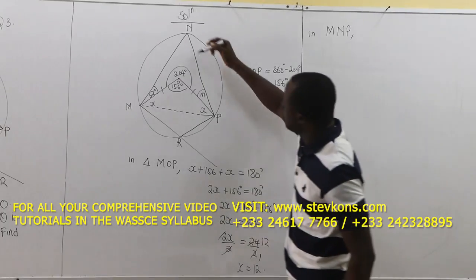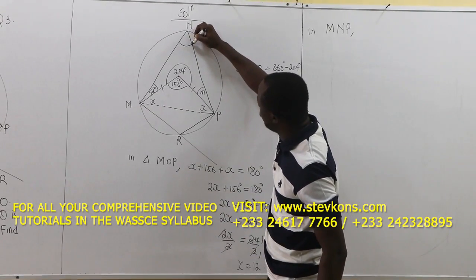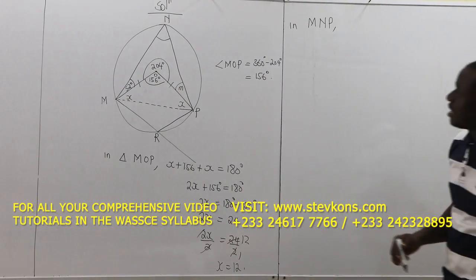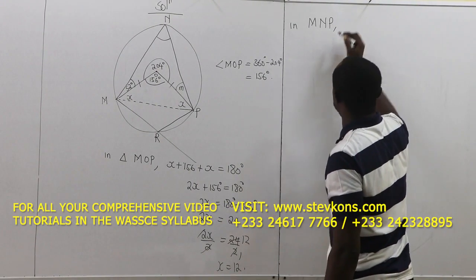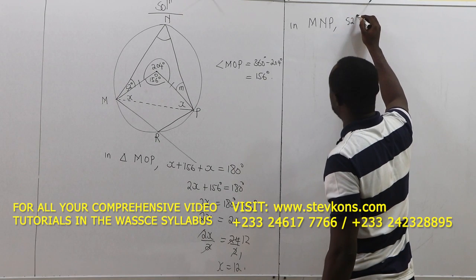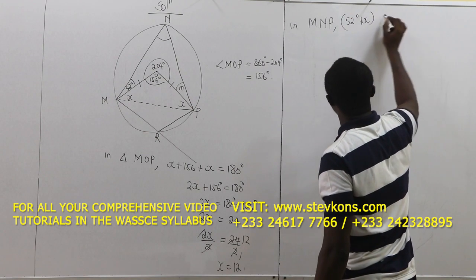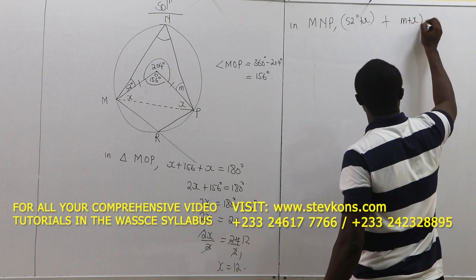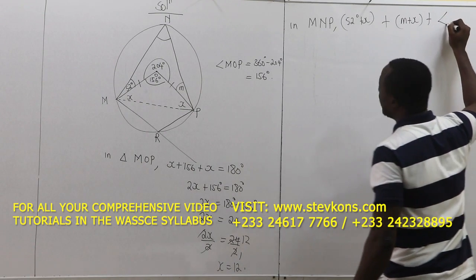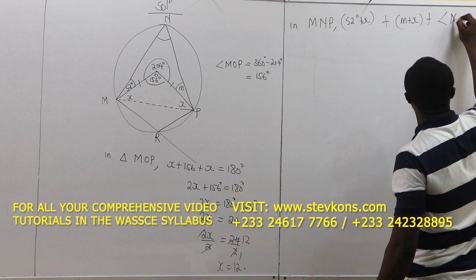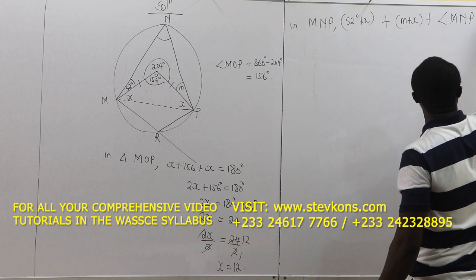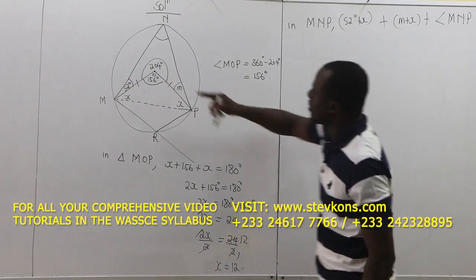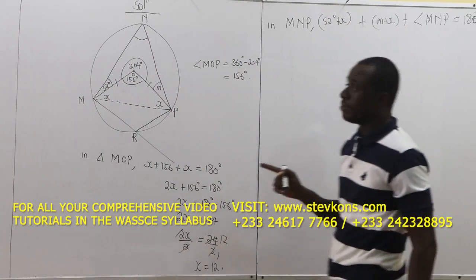Now in triangle MNP, the sum of angles will be equal to 180. But then do we know the angle over here? So we have to find the angle at N. So here we can say that that is 52 degrees plus x plus the angle here, that is m plus x, then plus angle MNP. This is equal to 180 degrees. We can find angle MNP.